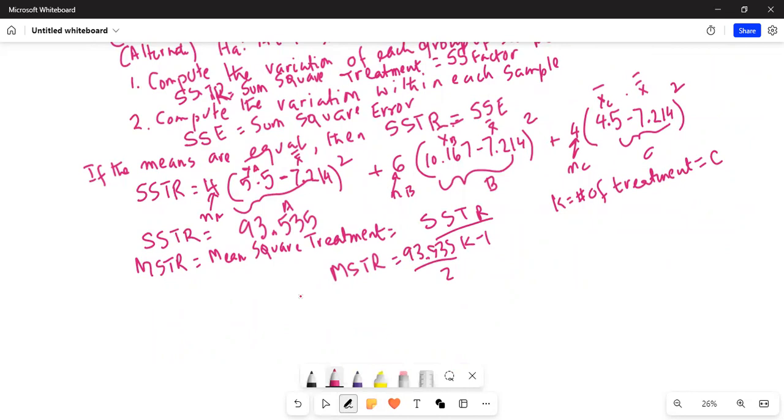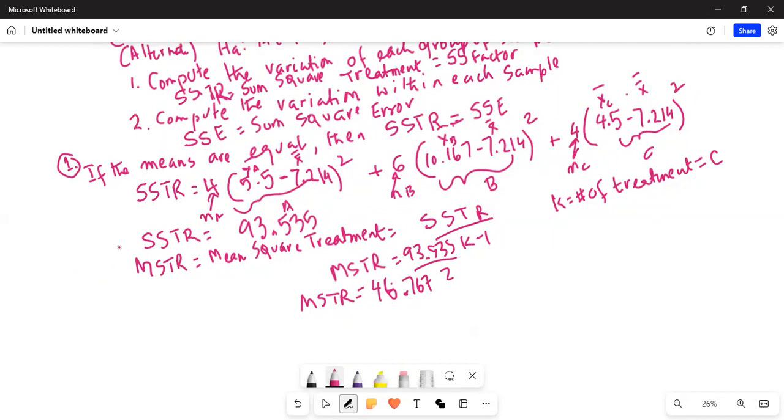MSTR works out to 46.767. Now we are done with part 1. So this was all the calculation for number 1.